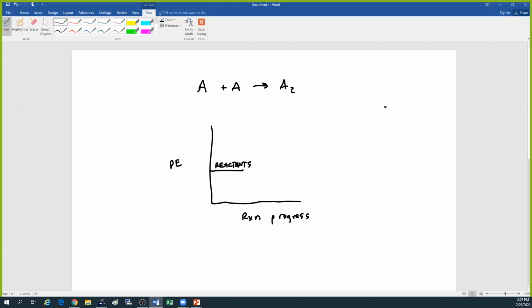My question is, what are the possibilities? In other words, could the products end up at higher energy than the reactants? Yes. Could the products end up at lower energy than the reactants? Yes. Those are both possibilities. Could they be equal? Very unlikely. So let's start with the products below. So let's say the products end here.